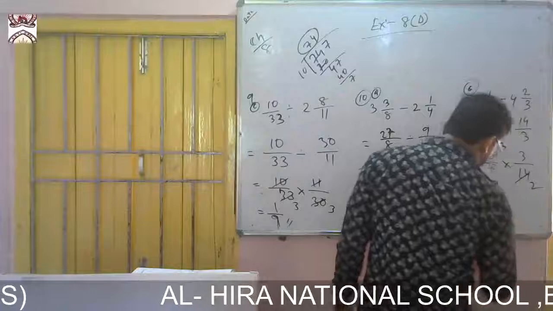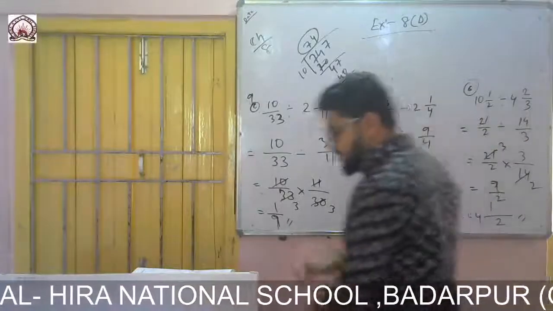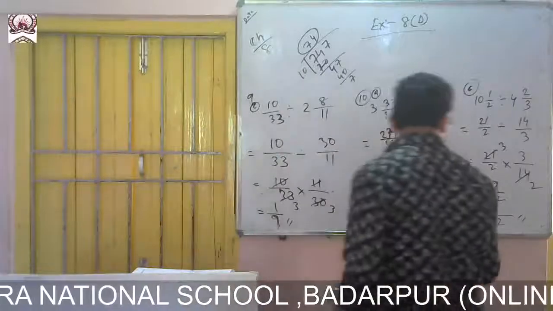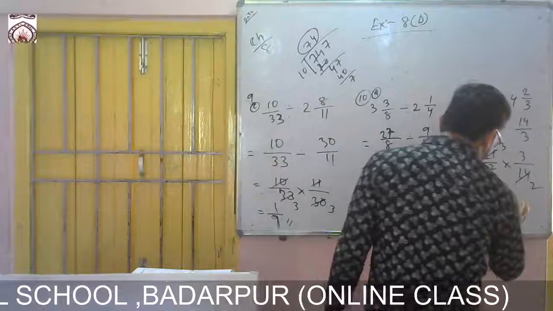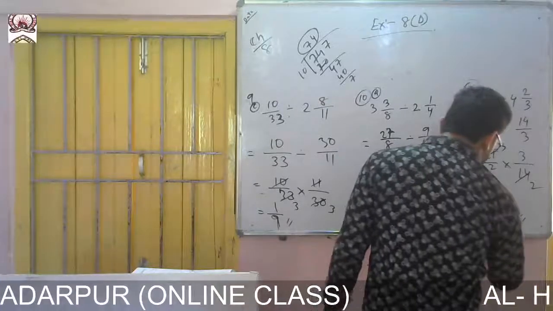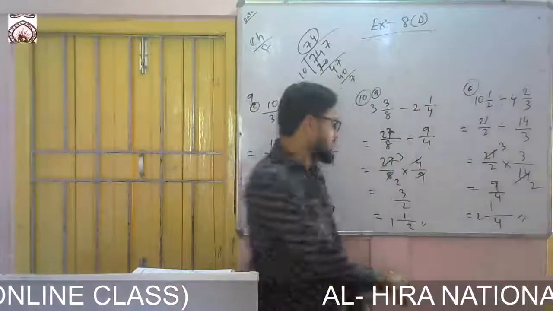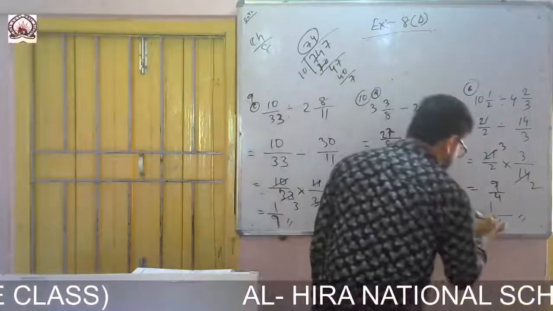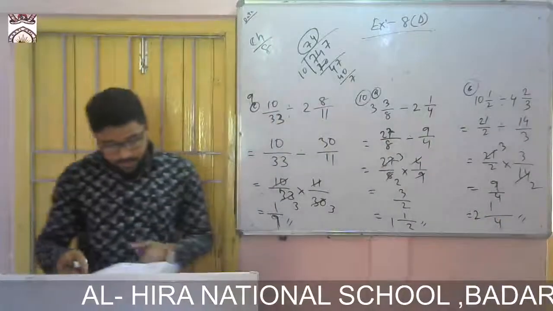So this one I can write 2 4s are 8 and 1 is 9. Here it is 9 by 4. So it will be, here will be 4, here will be 2. 4 2s are 8 and 1 is 9. So 2 1 by 4. 2 1 by 4 is the required answer.